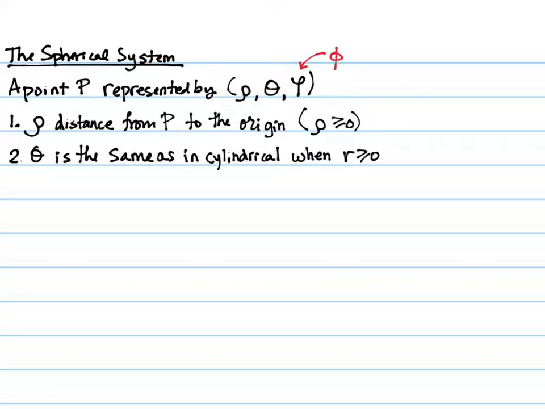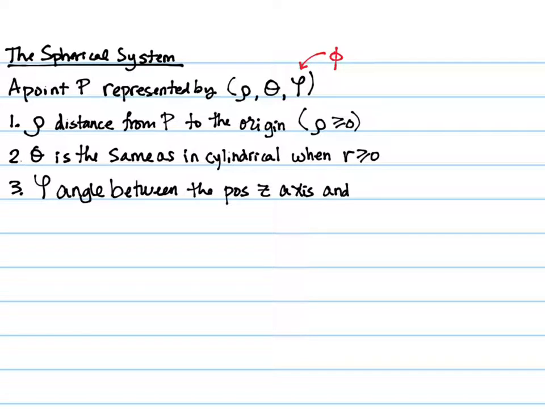And then the last one, phi. So phi is the angle between the positive z-axis and the line segment OP, so O being the origin, P being our point in space, and phi will be between 0 and pi.